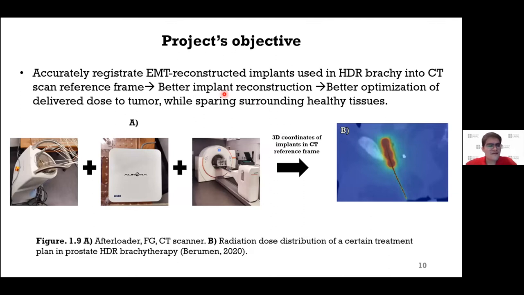My project objective is to accurately register EMT reconstructed implants using HDR brachytherapy into the CT scan reference frame. That is, to better reconstruct the implants. This will result in 3D coordinates in the CT reference frame. These 3D coordinates are used for optimizing the delivery dose to the tumor. Currently in clinics, these 3D coordinates are detected manually, or there are some methods that can automatically get them from the CT image. But for example, when the catheters overlap, there can be some trouble differentiating them.